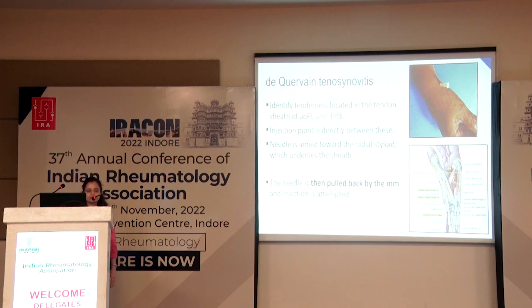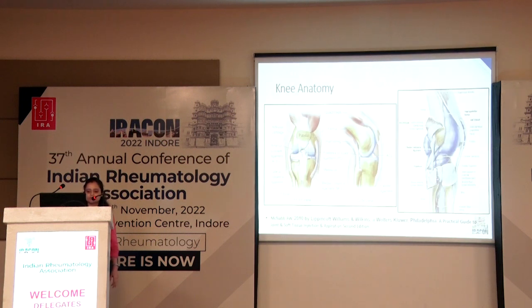In this injection, it is very important that we pull the needle back by around a millimeter, and then the injection is attempted, so that we are in the sheath and not inside the tendon. Anyways, if we are inside the tendon, we are going to have a strong resistance and will not be able to push the steroids further.